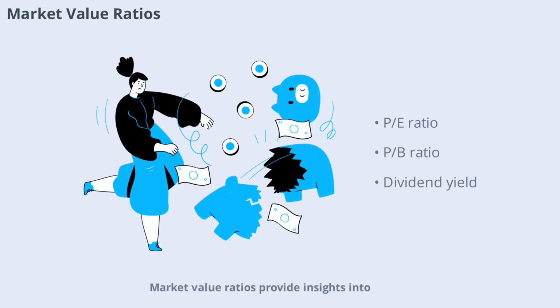Market value ratios provide insights into how the market values a company's shares. Common ratios include the price to earnings (PE) ratio, price to book (PB) ratio, and dividend yield. These ratios help investors assess whether a stock is undervalued or overvalued compared to peers. Market value ratios are essential for making informed investment decisions and understanding market sentiment.